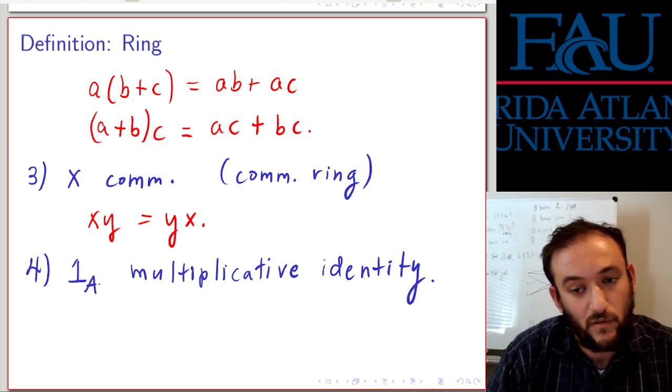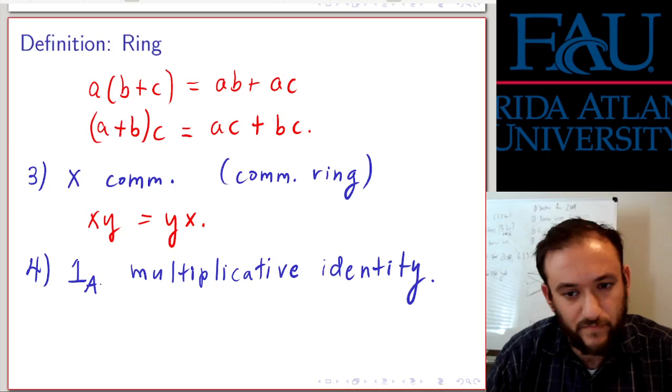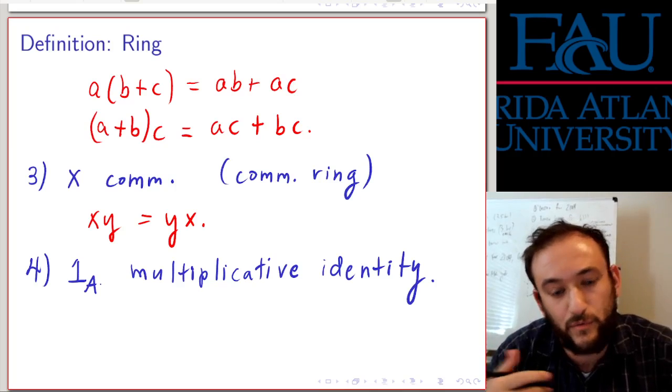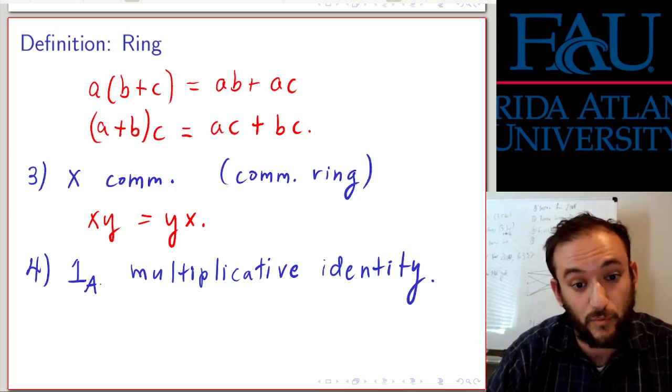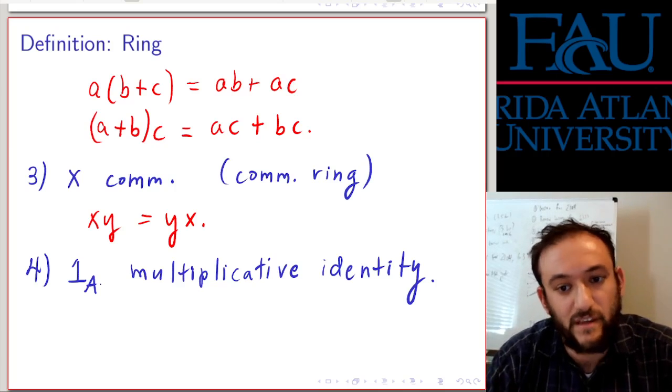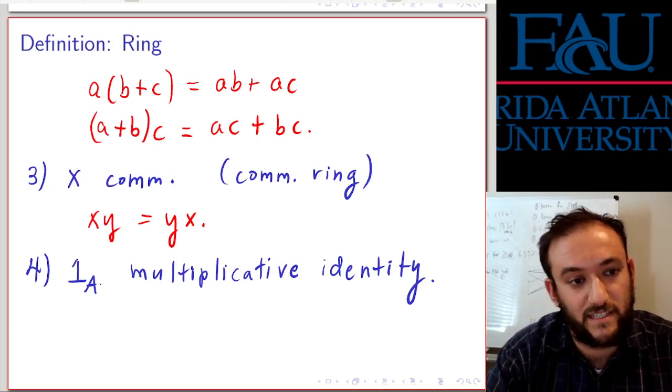So there are some older sources where you don't require a multiplicative identity for a ring, but in more modern sources, everybody requires a multiplicative identity.